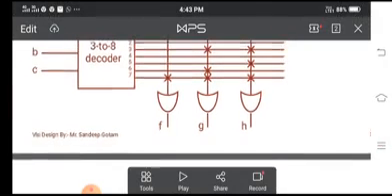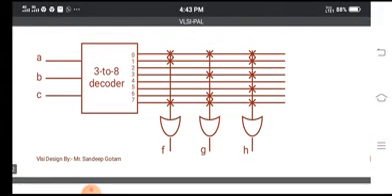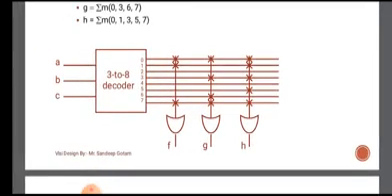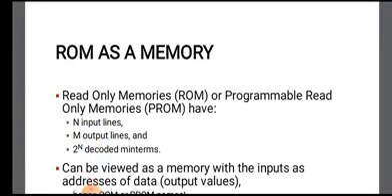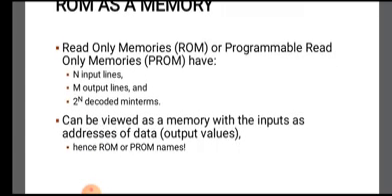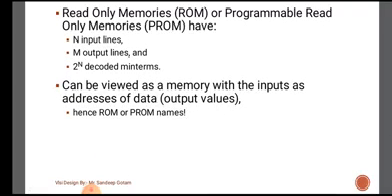So this is the demonstration of the 3:8 decoder, and when the decoder and OR gate combination is shown in any circuit, we can say that it is implemented in terms of ROM. ROM as a memory: read-only memories, or programmable read-only memories (PROM), have n input lines, m output lines and 2 to the power n decoder minterms. Second point, it can be viewed as a memory with the input as the address of the data, meaning the output values, hence the names ROM or PROM.